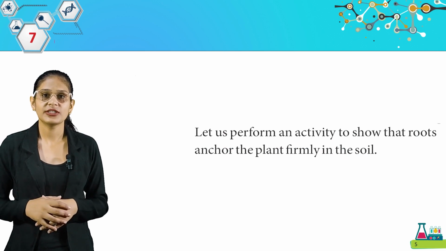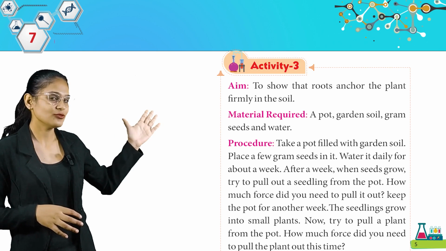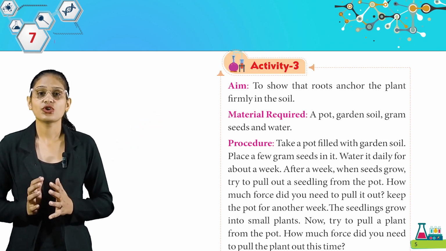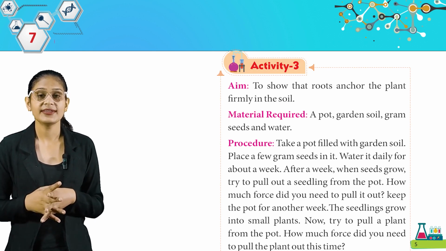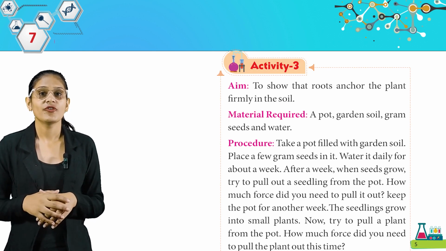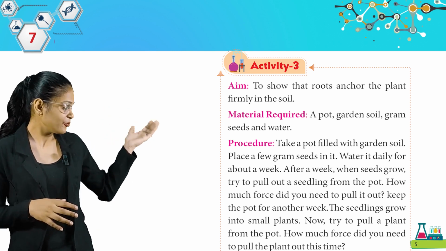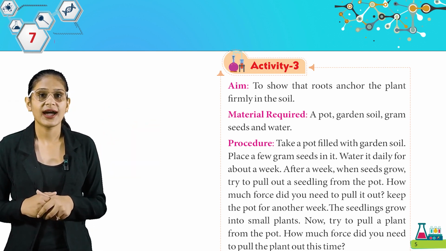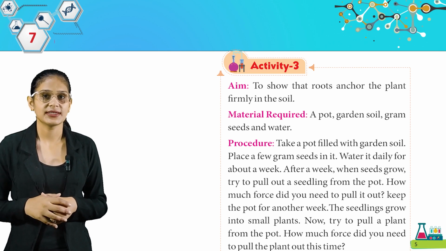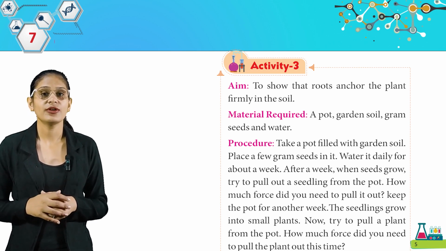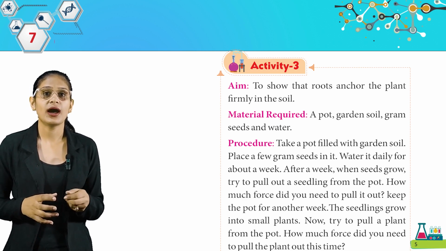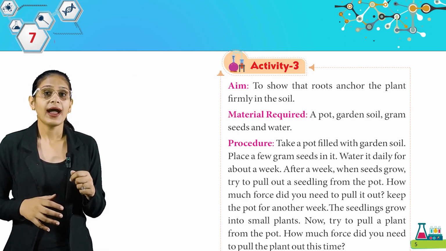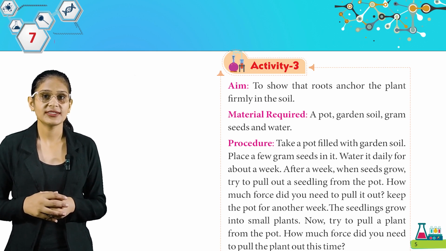Let us perform an activity to show that roots anchor the plant firmly in the soil. Activity 3. Aim: to show that roots anchor the plants firmly in the soil. Materials required: a pot, garden soil, gram seeds and water. Here is procedure. Take a pot filled with garden soil, place a few gram seeds in it. Water it daily for about a week. After a week, when seeds grow, try to pull out a seedling from the pot. How much force did you need to pull it out?